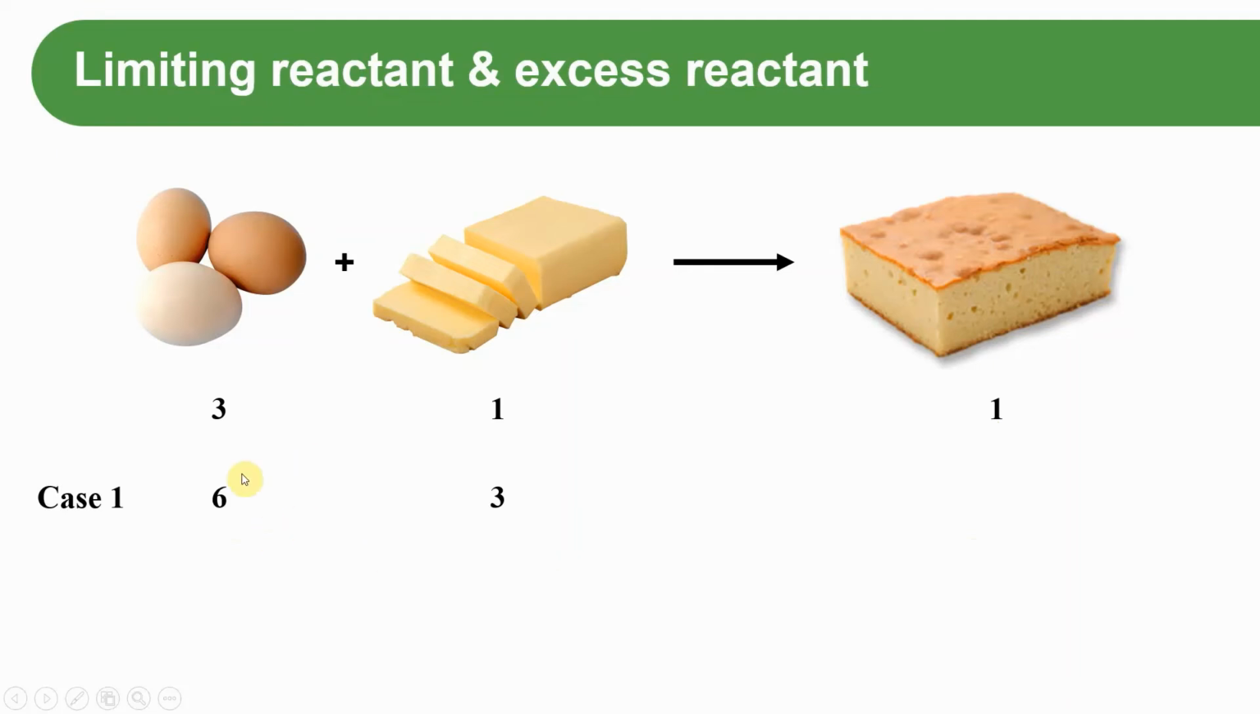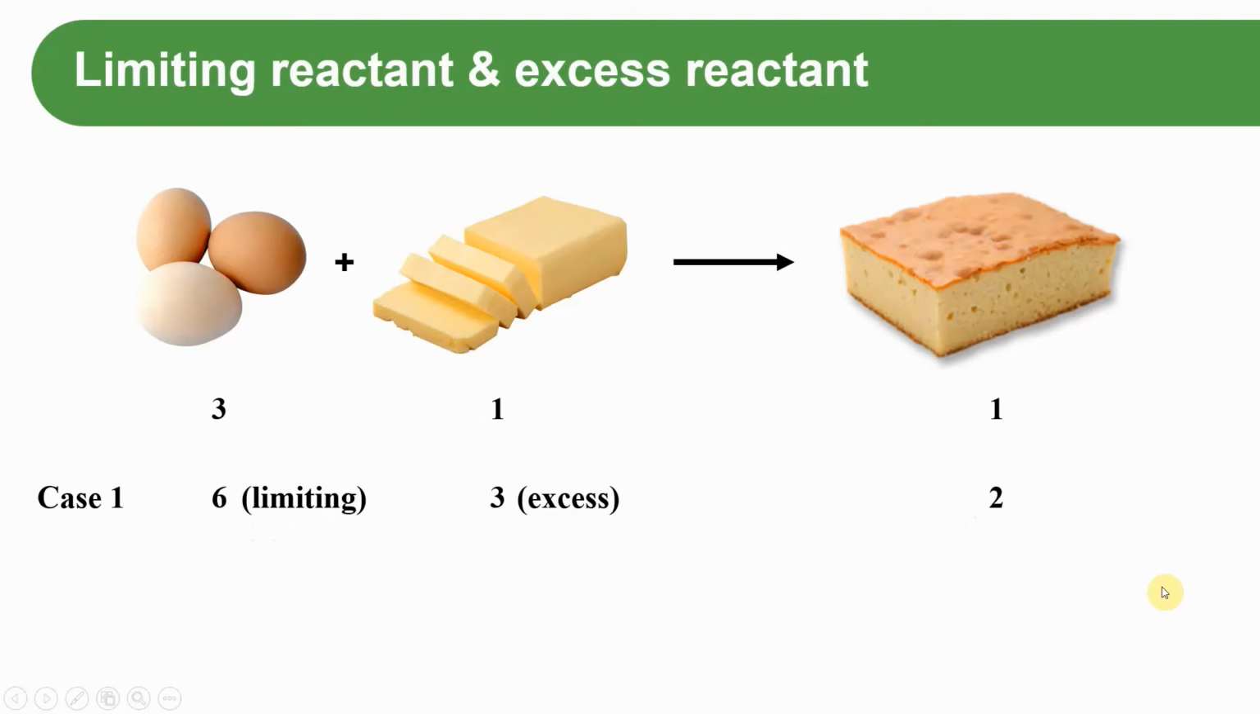So we can ask, for 6 eggs, I need just 2 butter. And in this case, I have 3. So that means the butter is in excess. And then now we want to ask ourselves, how many butter cakes can we make? We always use the limiting reactant to determine, not the excess. So 6 eggs will actually produce 2 cakes.